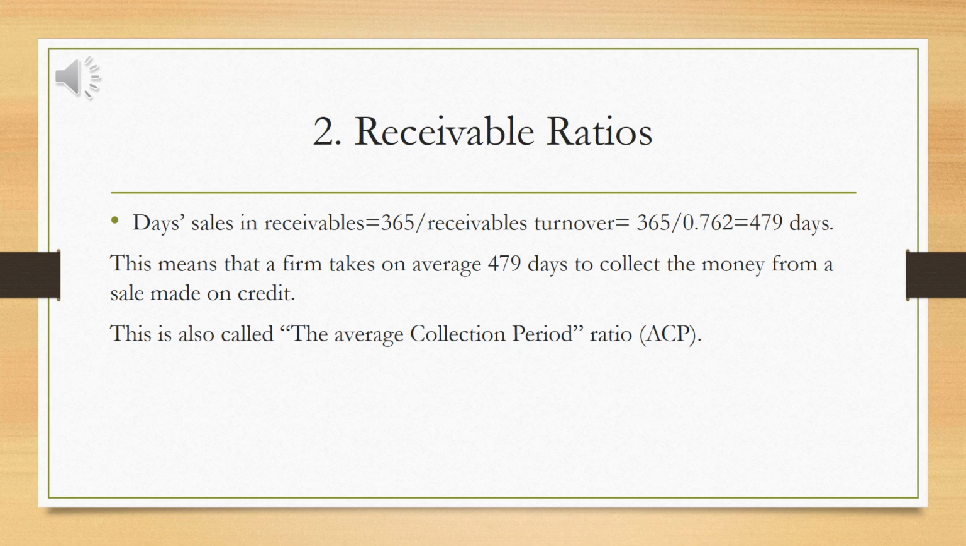Days sales in receivables equal 365 over receivables turnover, which is 365 over 0.762, which is 479 days. This means that a firm takes on average 479 days to collect the money from a sale made on credit. This is also called the Average Collection Period Ratio, ACP.